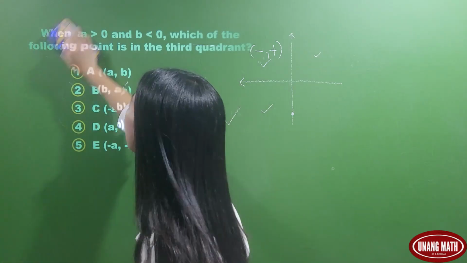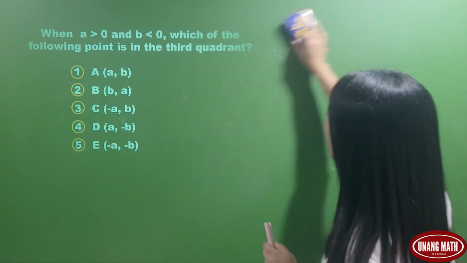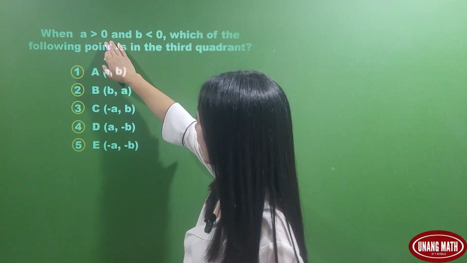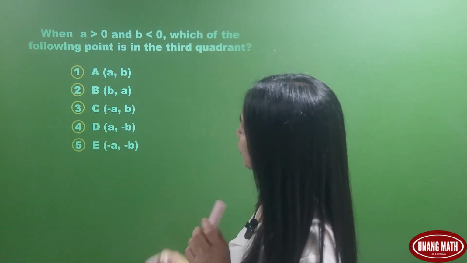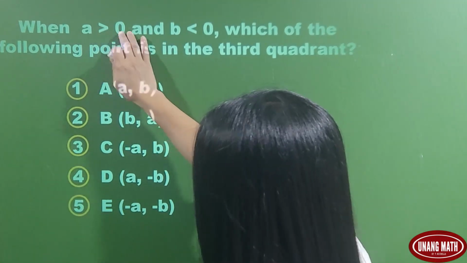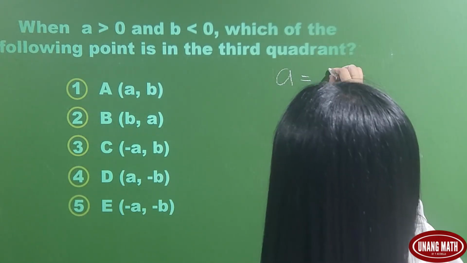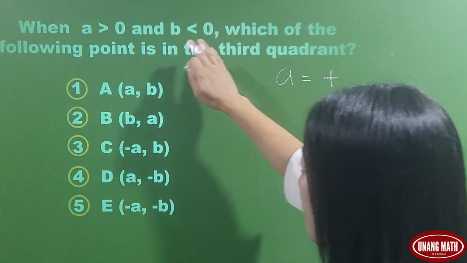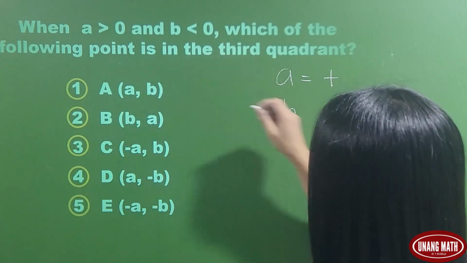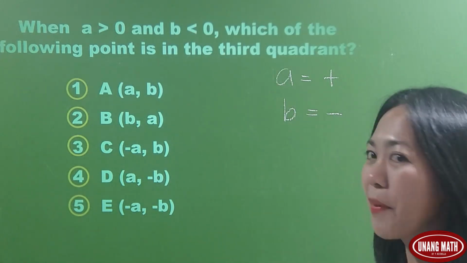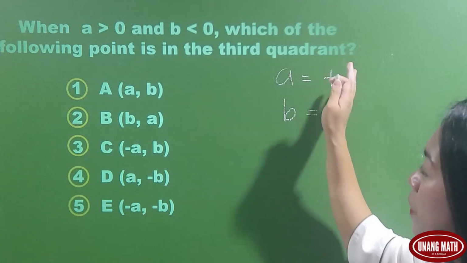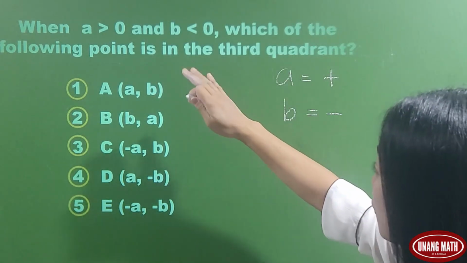Okay, what about this next problem? Let's answer this next problem. According to this problem, when A is greater than 0 and B is less than 0, which of the following points is in the third quadrant? If A is greater than 0, then A is a positive number, because all the numbers greater than 0 are positive numbers. If B is less than 0, then B is a negative number, because all the numbers less than 0 are negative numbers.